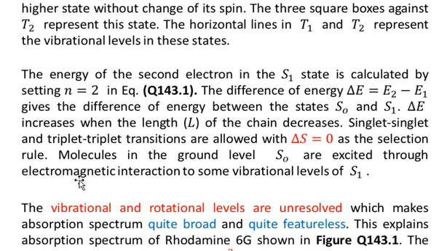So the singlet to singlet and triplet to triplet transitions are allowed because delta S will be equal to 0 as the selection rule. Molecules in the ground state, for example S0, are excited through electromagnetic interaction to some vibrational levels of the S1 state. So this is the ground singlet state, this is the S1 singlet state, and we can excite the molecule from the state S0 to state S1 through some electromagnetic interactions. That is through pumping through the laser or by using some flash lamps.